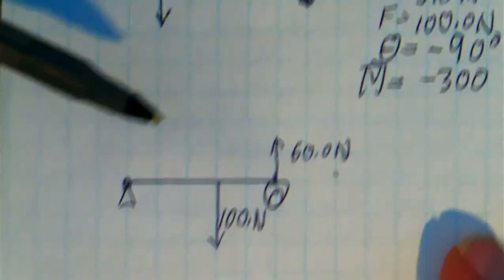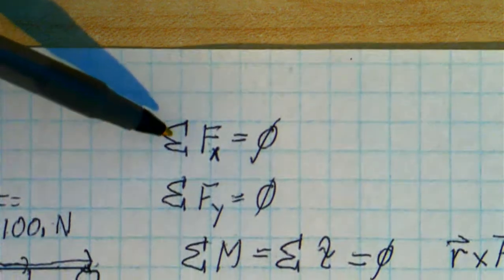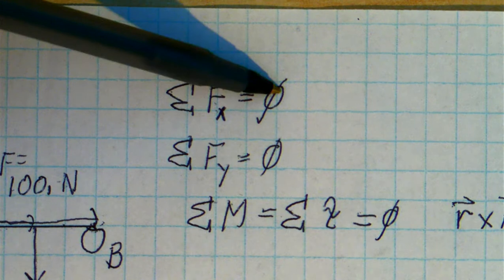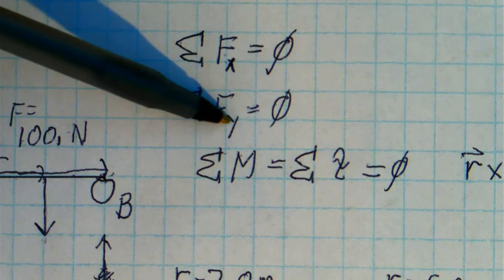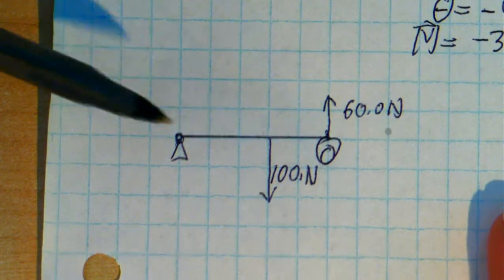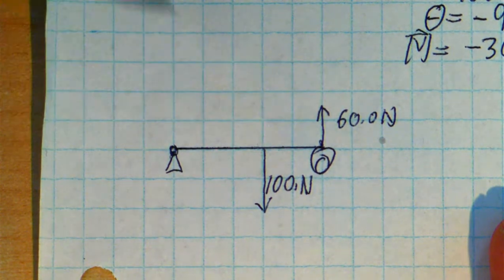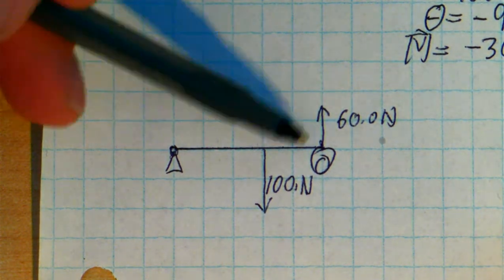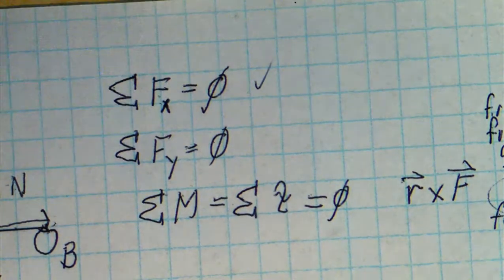All right, way back at the beginning, the very first thing I said was the sum of all the forces in the horizontal direction have to add up to 0. And then after that, the sum of all the forces in the vertical direction have to add up to 0. Well, in this situation, the sum of the forces in the horizontal direction is 0 because there are 0 horizontal forces. Ta-da! I could check that one off.